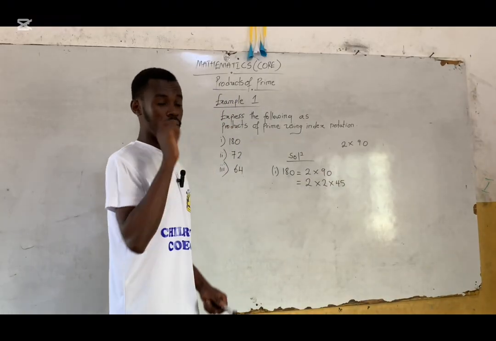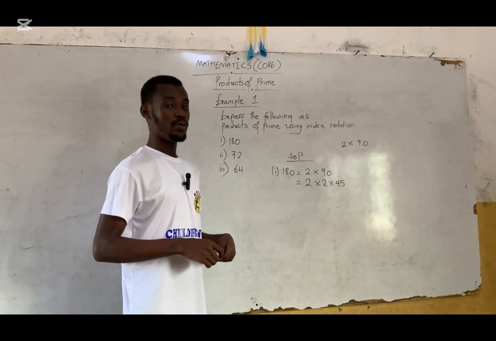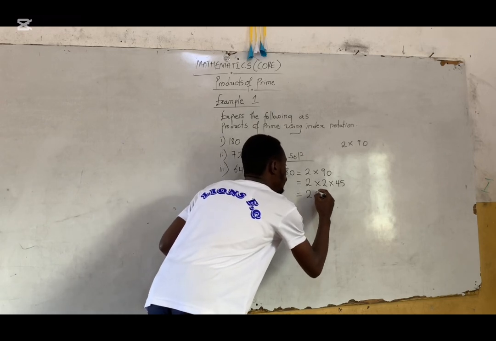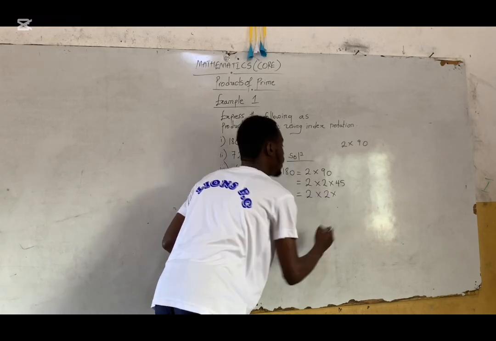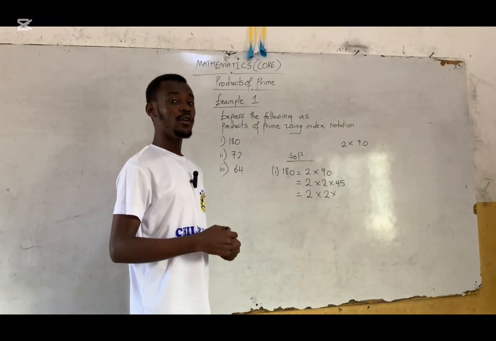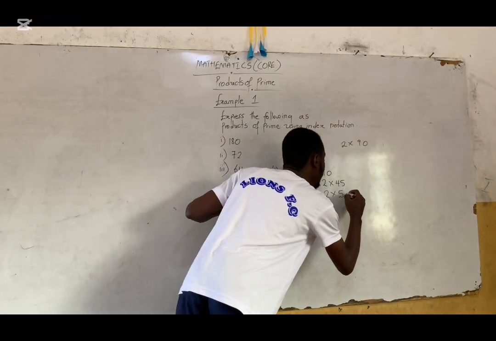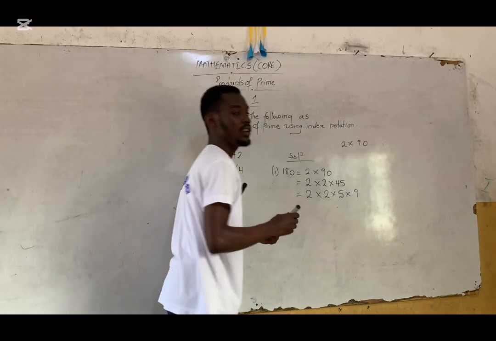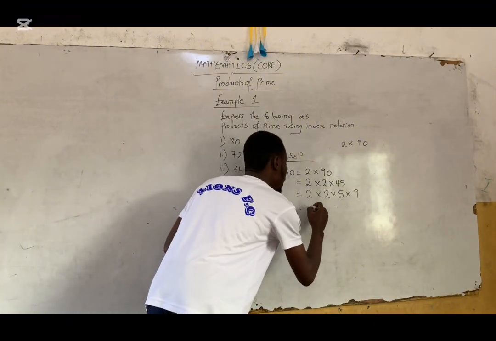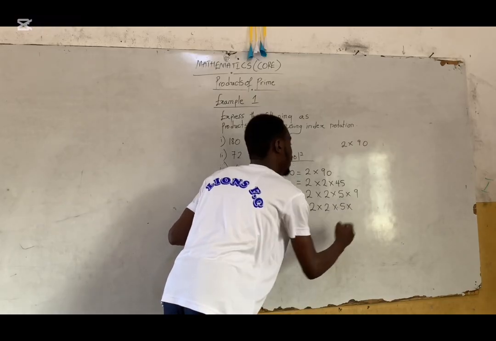Are we okay? So we constantly break every big number down until we get a prime number. So here we have 2 times 2 times, we can break 45 down, right? I'm going in for 5 times 9. 5 times 9 is 45. We can still break 9 down, alright? So we have 2 times 2 times 5 times.